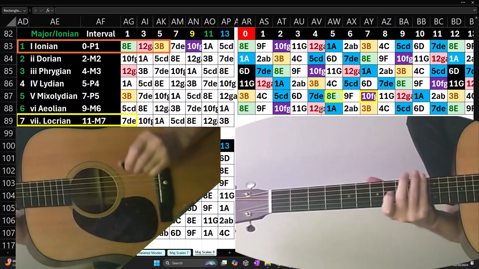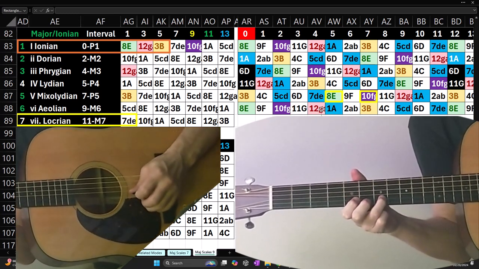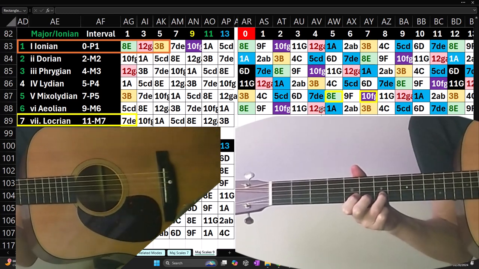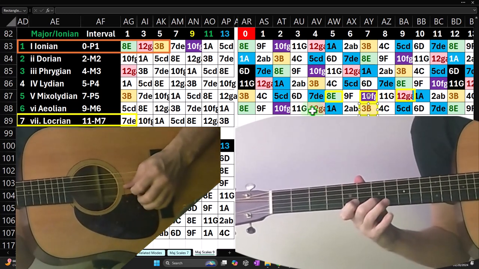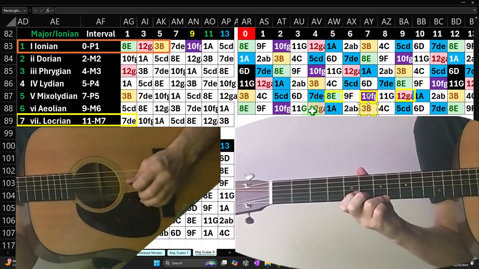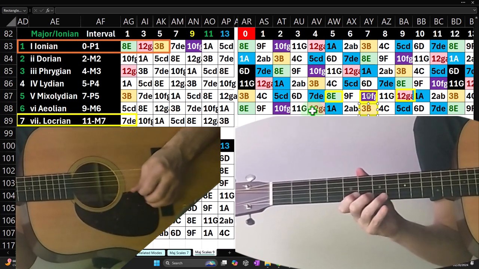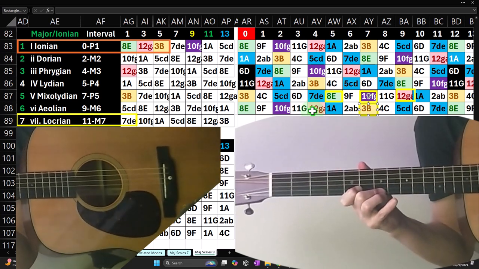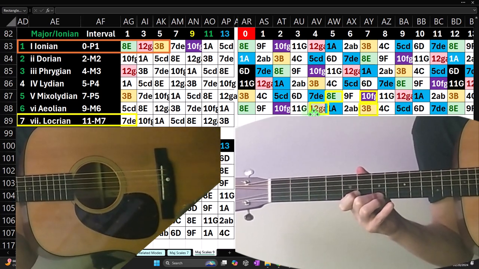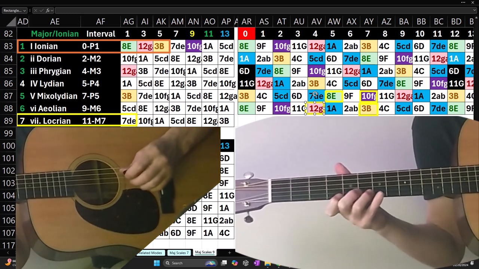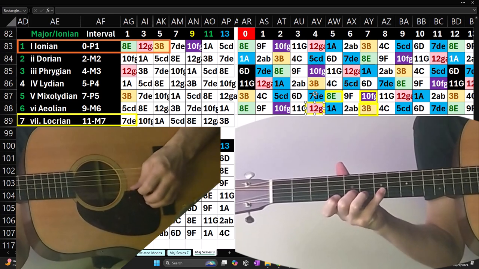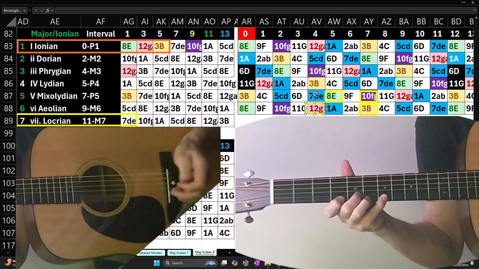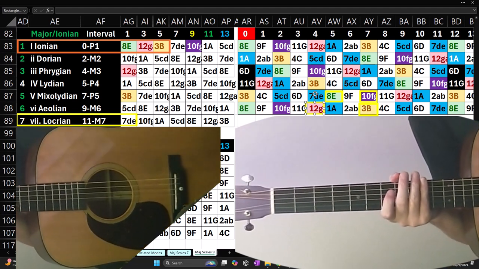On the same string. Boom, boom. And I could arpeggiate it thusly. Two ways I can do it. I can go up here. There's the 3 and there's the 5. 1, 2, 3, 5. Or I can pick the 3 down here and say 1, 2, 3, 5. Hermosa.